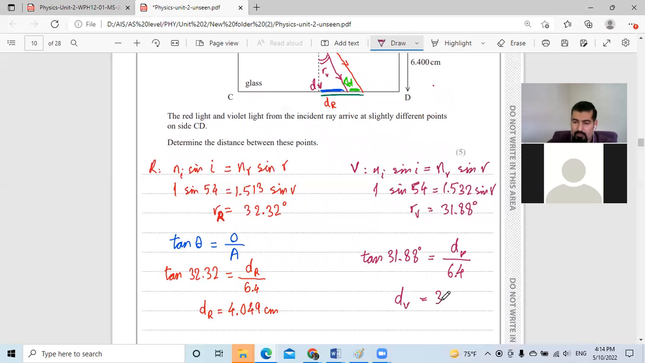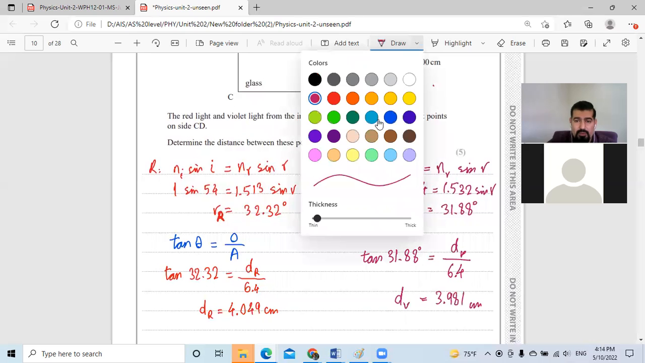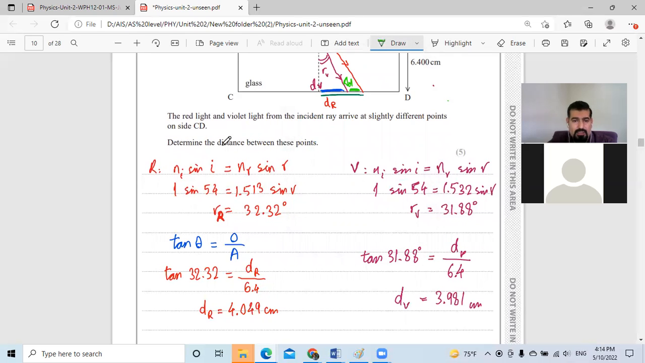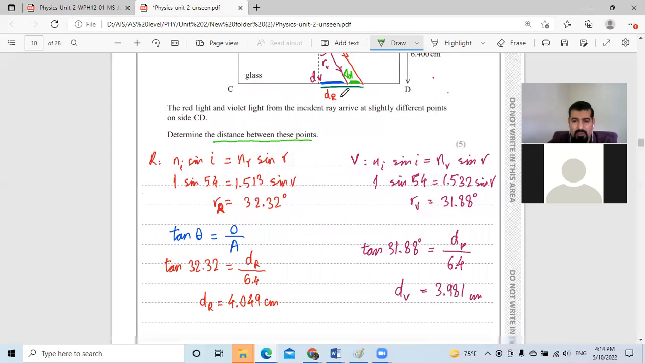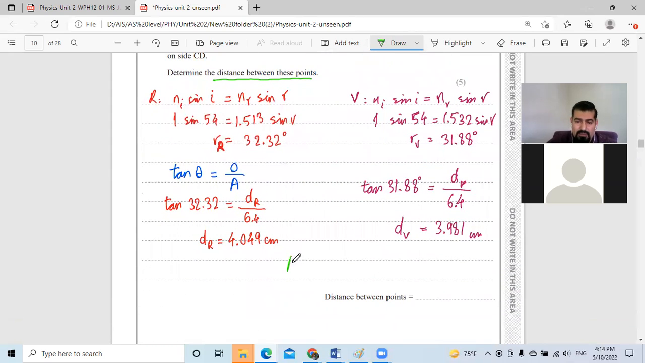It will be 3.981 what? Centimeter. Now, what do we need to find? We need to find the difference, to determine the distance between these 2 points, this point and this point. Now, delta D is equal to dr minus dv, which is equal to 4.049 minus 3.981, and the answer will be 0.068 what? Centimeter.